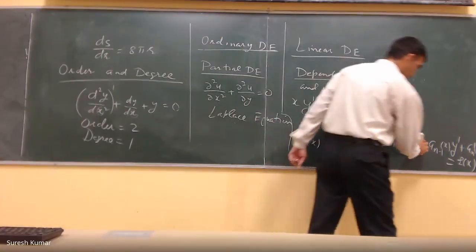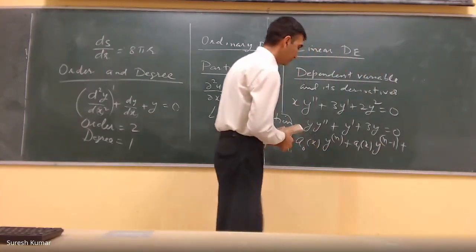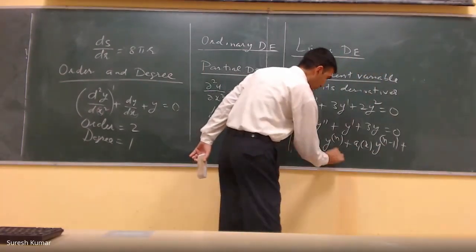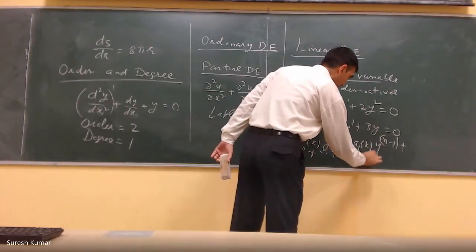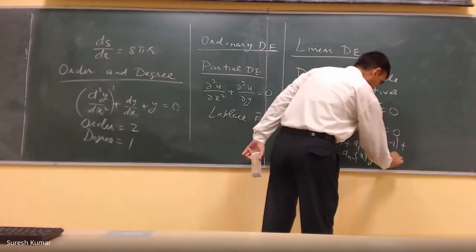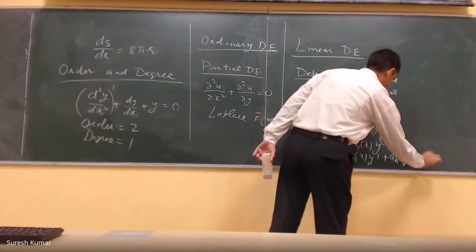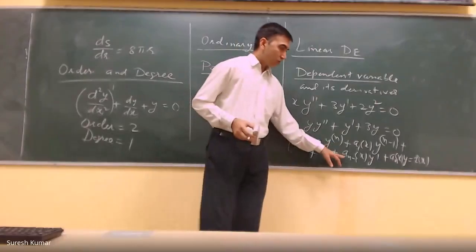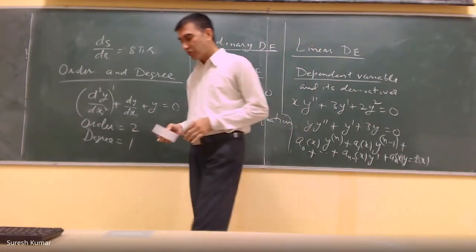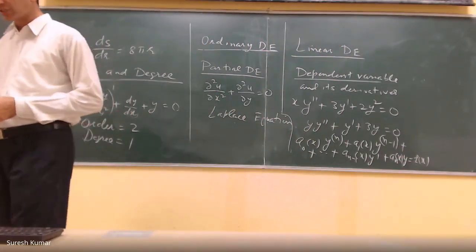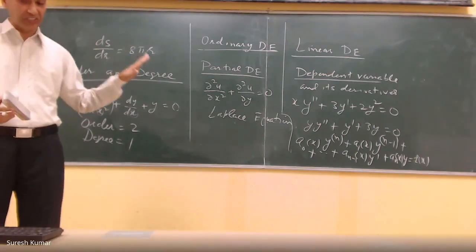If right hand side function R(x) is 0, you call it homogeneous. Sir, that part is going beyond the camera. We can't see that part of the board. Okay. Plus an(x) y equal to R(x). Is it now visible? Yes, sir. Okay. So if R(x) is 0, we say it's homogeneous, otherwise non-homogeneous. So this is the most general form of linear differential equation.